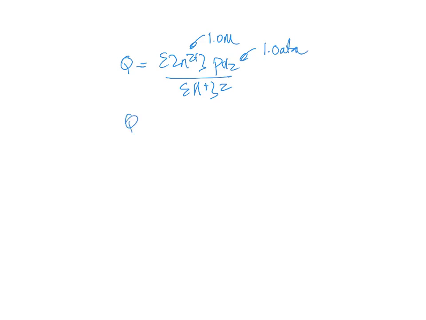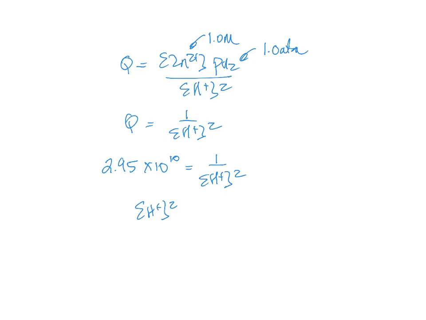If I look at my expression from the equation, my Q is going to be Zn2+ times the pressure of H2 divided by H+ squared. I know that the zinc is given to me as 1 molar. The pressure of H2 is 1 atmosphere. So Q turns out to be 1 over H+ squared. Let's put in the value we got for Q. Q is 2.95 times 10 to the 10th, and it is equal to 1 over H+ squared.